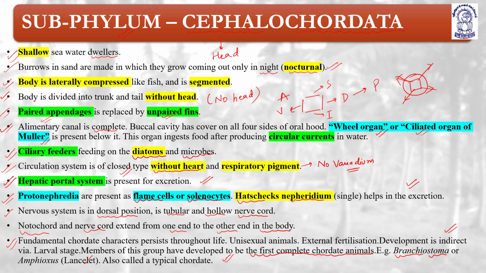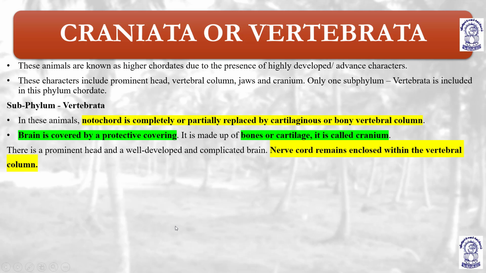Nervous system is dorsal with a dorsal hollow nerve cord. Notochord is present all over the body from anterior to posterior end, and it exists for the whole lifespan, and that is why they are considered the true chordates, typical chordates, or the first complete chordate animals. Examples are Branchiostoma and Amphioxus. Understood? Now coming to the next category.